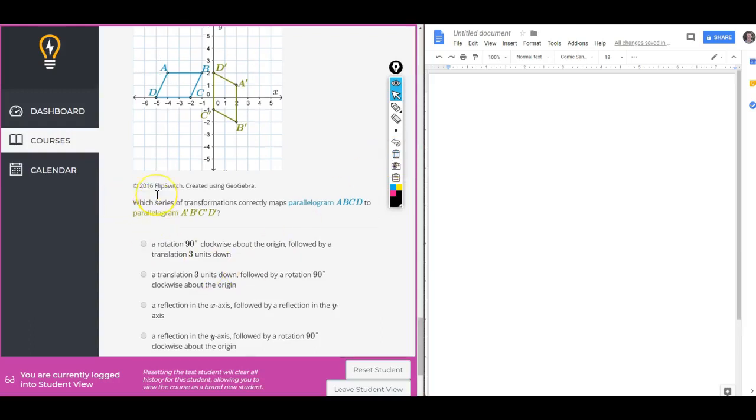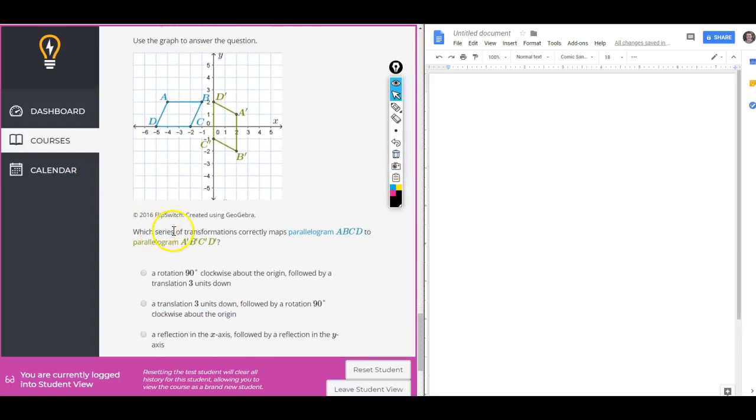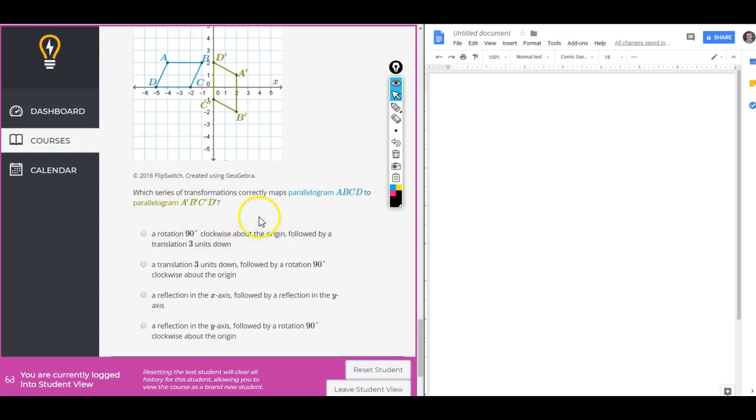Okay, so question 7. Which series of transformations correctly maps parallelogram A, B, C, D to parallelogram A prime, B prime, C prime, D prime? I'm just going to first look at the options and then talk through what I know about it. Rotation 90 degrees clockwise about the origin, followed by a translation 3 units down.